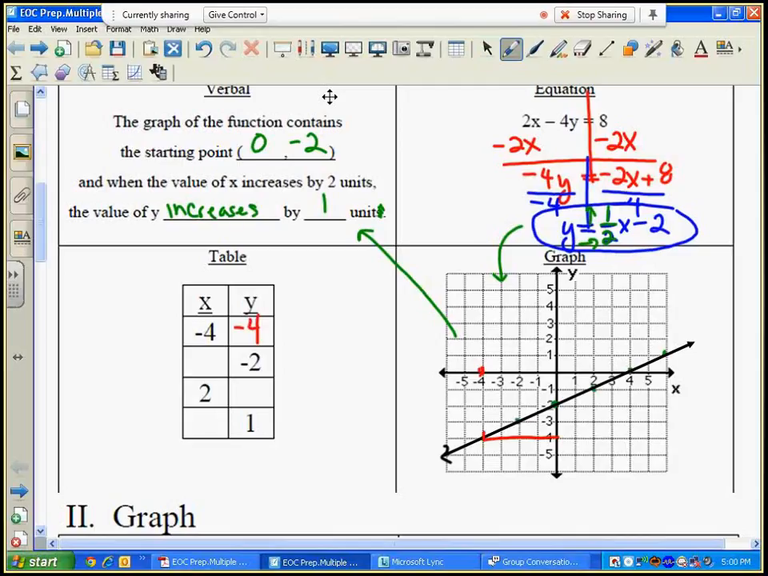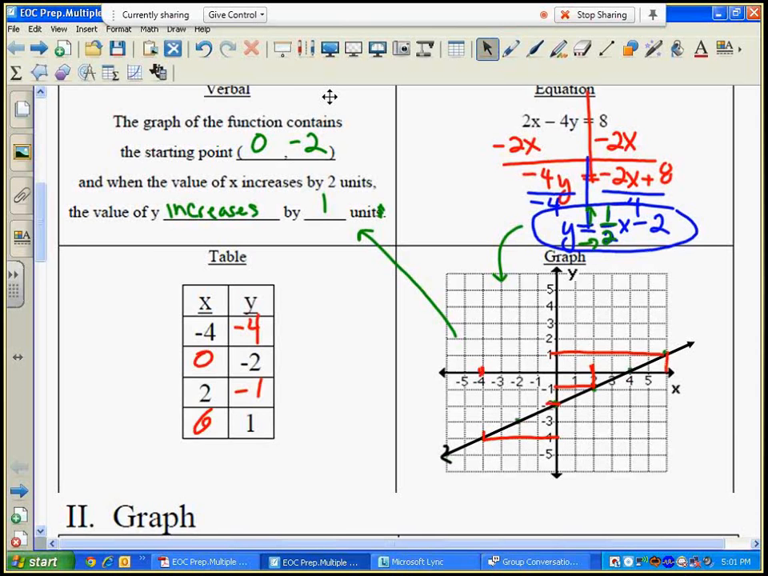When y is at negative 2, which is right here, well, that's our starting point. That means x has to be equal to 0. When x is 2, that means that y has to be equal to negative 1. And when y is 1, that means that x has to be equal to 6. Okay?